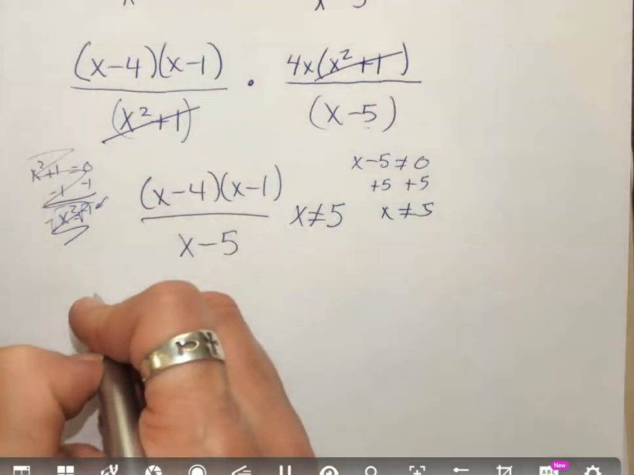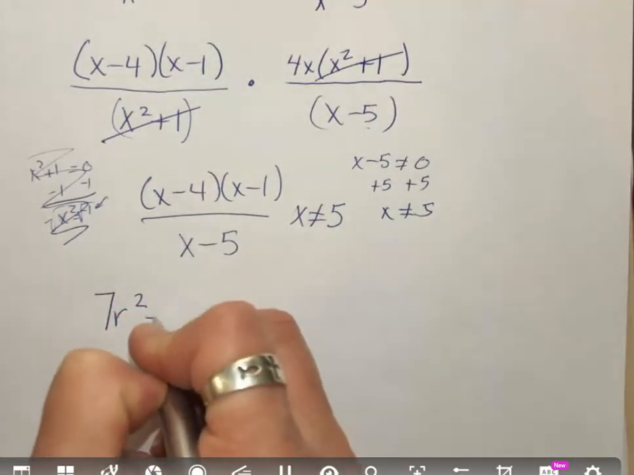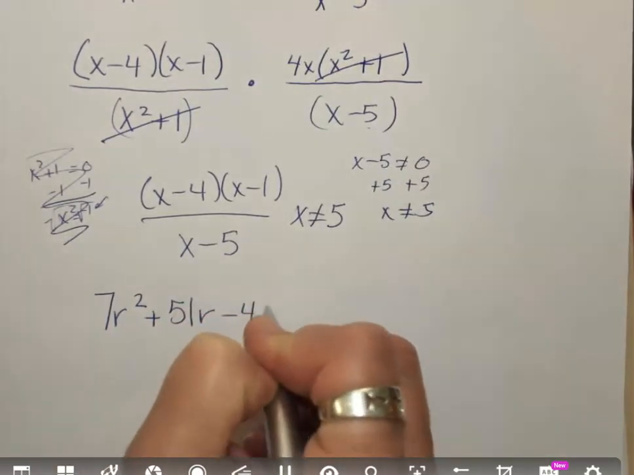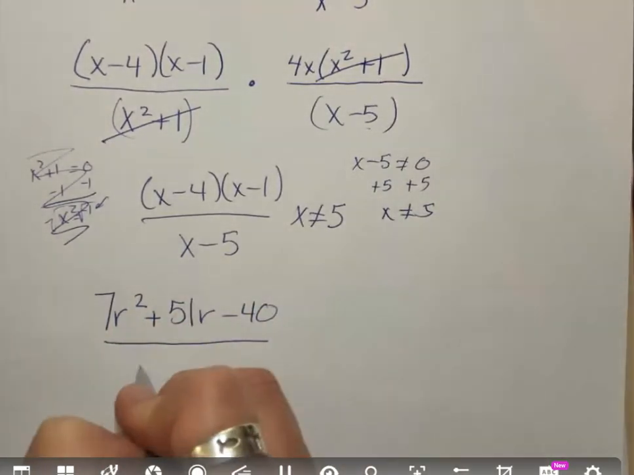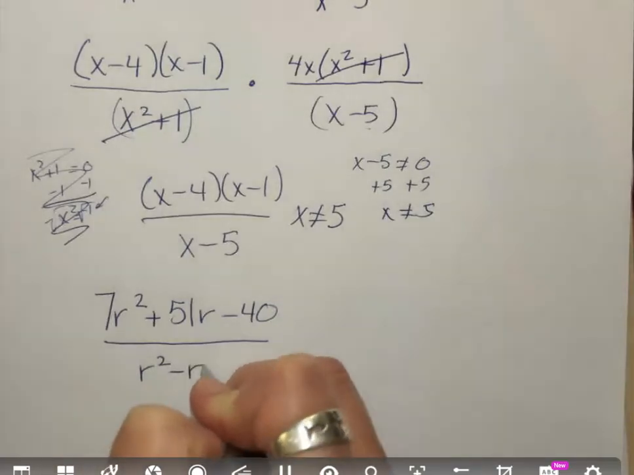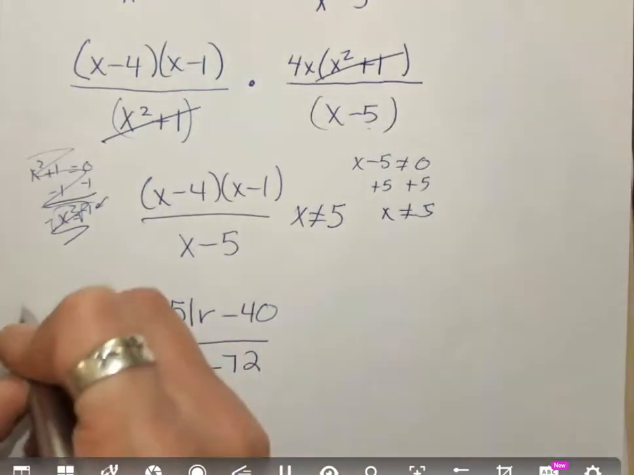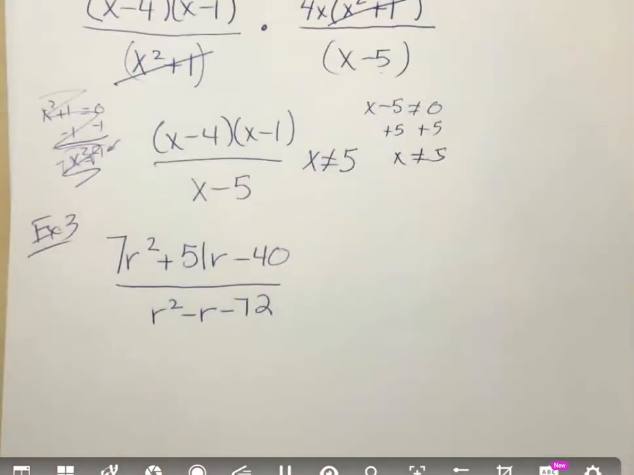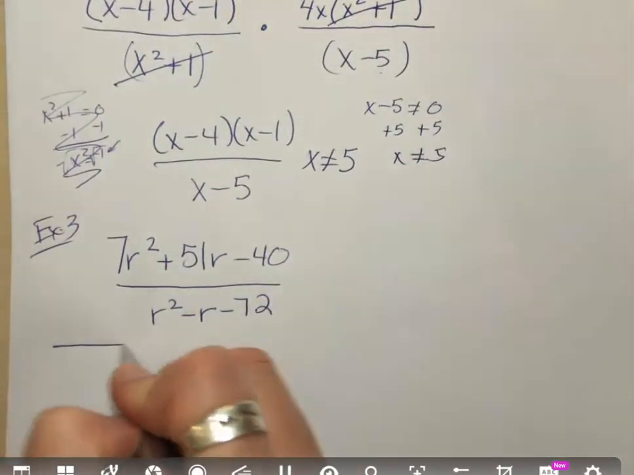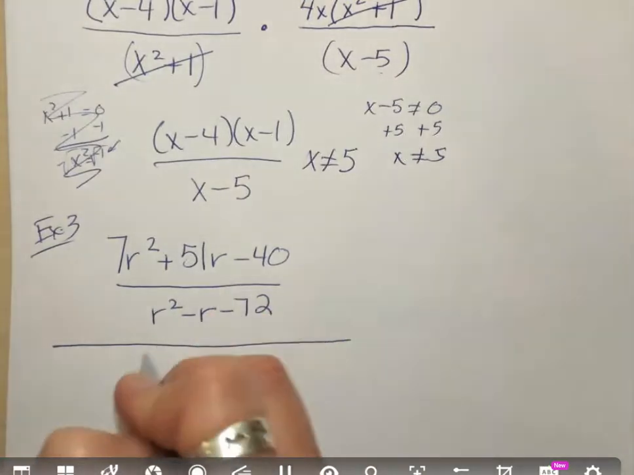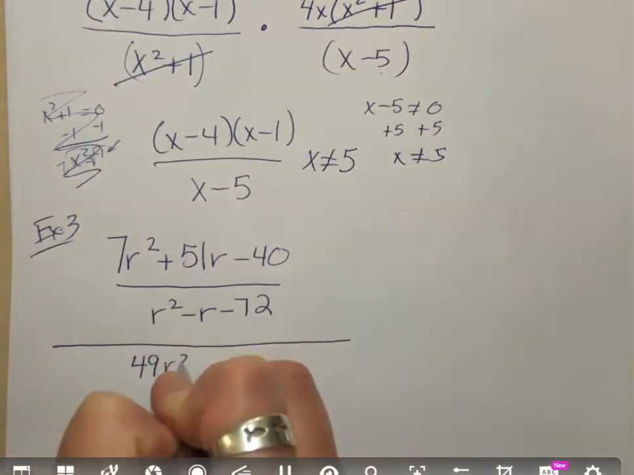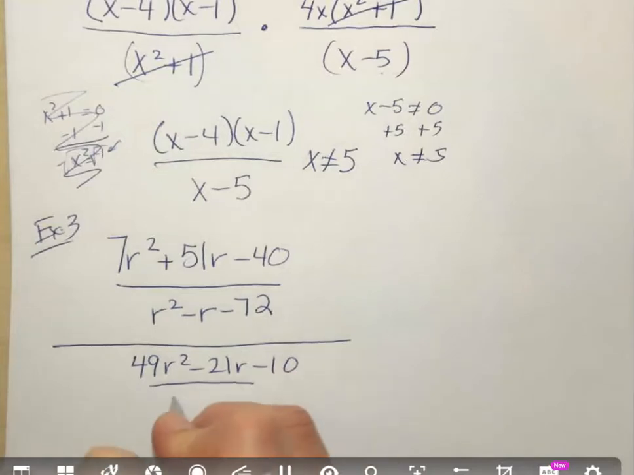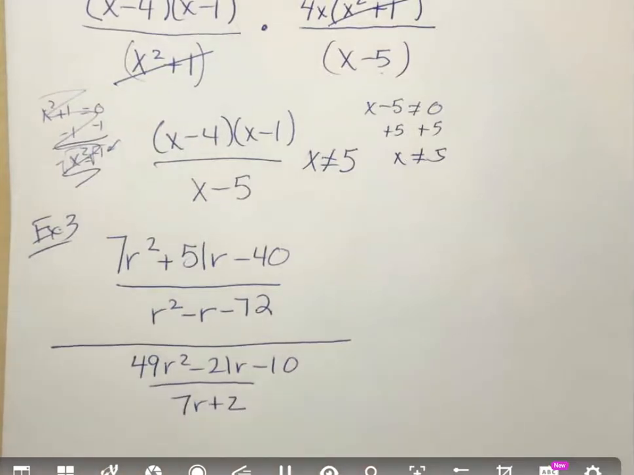If I have 7r squared plus 51r minus 40 all over r squared minus r minus 72. So this is, I'm just going to do this as example 3. This will show you some division as well. And I'm going to divide that by 49r squared minus 21r minus 10 over 7r plus 2.